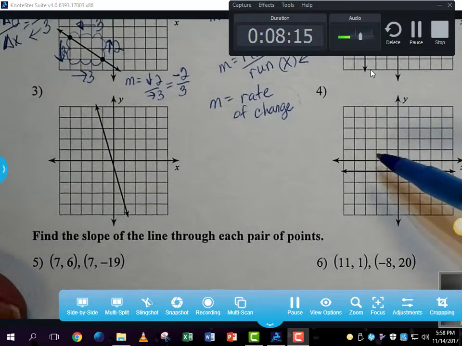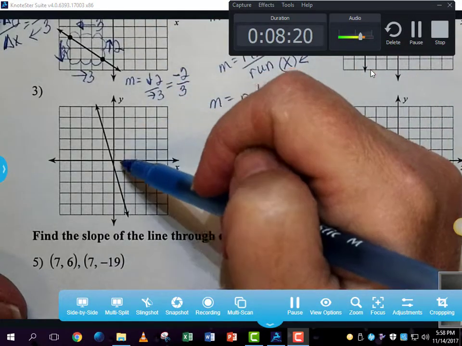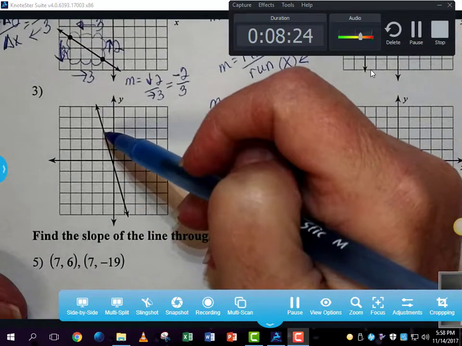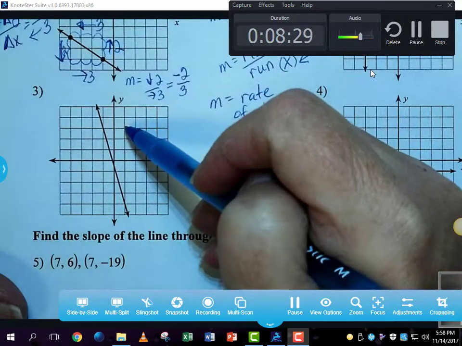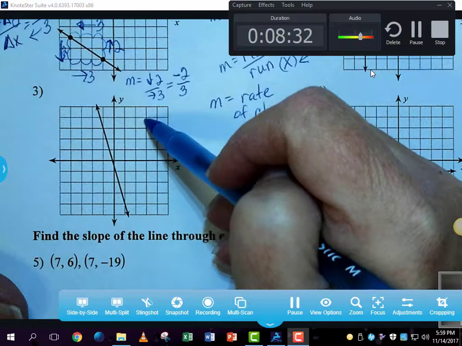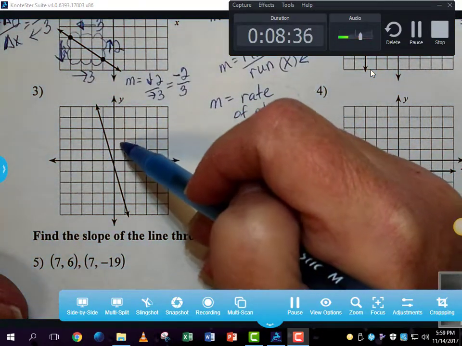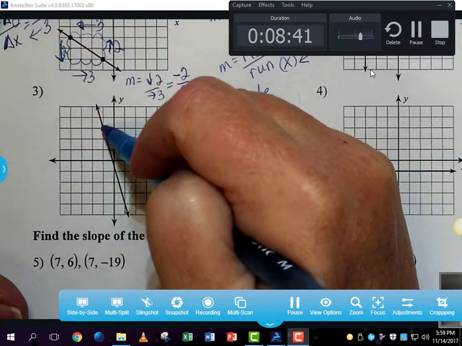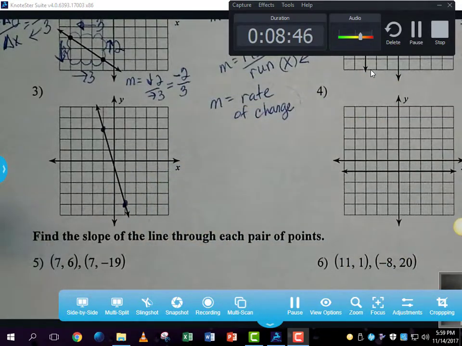All right, number 3. Now notice on number 3 and number 4 there are no points. So what you need to do is really analyze the line and look for where you see the line crossing grid marks exactly. So in this spot or this spot or this spot, where the line could cross the grid lines precisely. And so where I see that here, and I see that down here. If there are not 2 points given, then you just make up the 2 points.